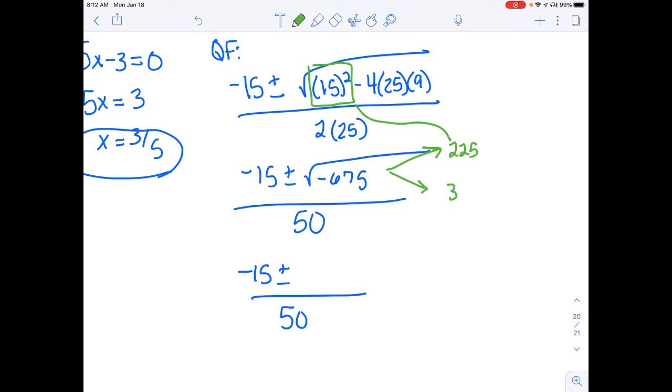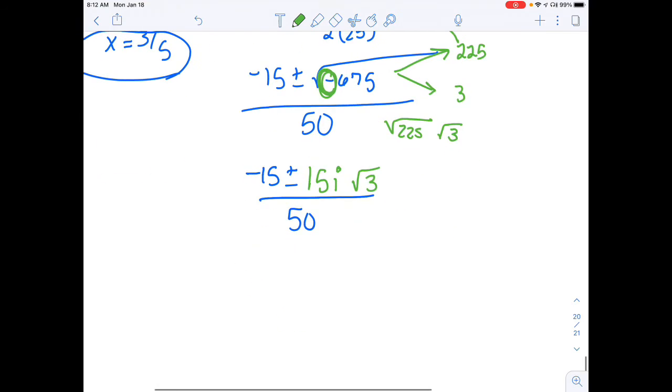So then you do the square root of both of those. So you'll have the square root of 225 and the square root of 3. And the reason is because the square root of 225 is 15. It was negative, so you need an i. Negative, you need an i. And then divide everything by 5s. So negative 3 plus or minus 3i square root of 3, over 10.